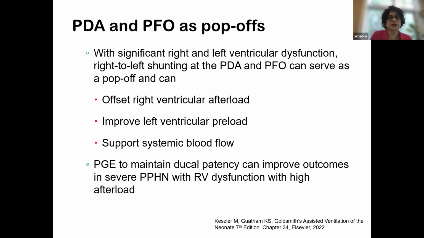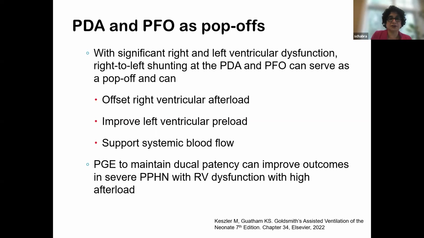With significant left to right ventricular dysfunction, the right-to-left shunting at the PDA and PFO can serve as a pop-off and offset the right ventricular afterload and improve left ventricular preload.